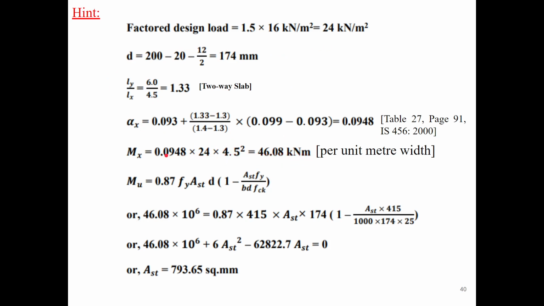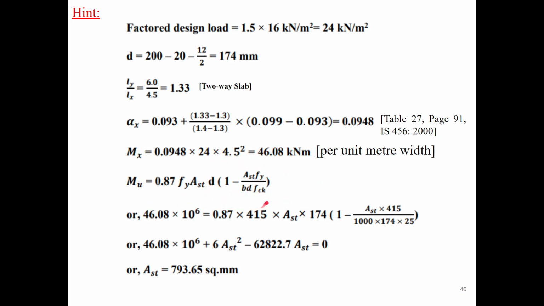I think we have calculated this in the last problem also, per unit meter width. So using this equation, Mu equals 0.87 Fy Ast d into 1 minus Ast Fy by b d fck. So this portion is basically the lever arm.